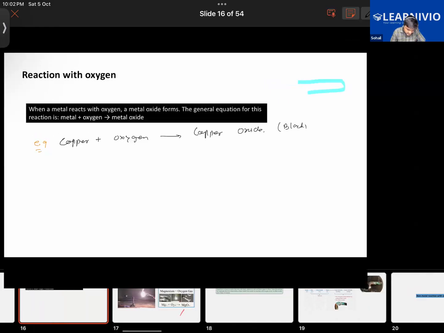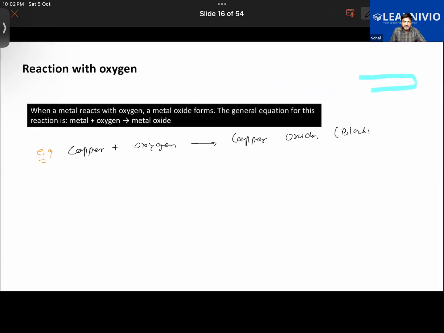Getting it? Or we have some other metals also, like aluminum. That too is a metal. It reacts with oxygen to give you aluminum oxide. We have magnesium. It reacts with oxygen to give magnesium oxide. So that is the chemical property of the metal, how it reacts with oxygen.